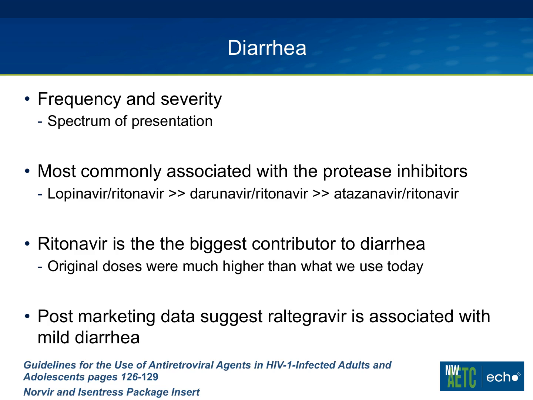atazanavir boosted regimens. Now, if you look at the common denominator in all those combinations, ritonavir is still one of the biggest contributing factors. And when you look at some of the rates of diarrhea, it can be as high as 25%. However, a lot of those original doses were 4 to 5 times higher than what we actually use today. So certainly keep that in mind. And then lastly, there's also some post-marketing data that suggests raltegravir may be associated with some mild diarrhea as well.